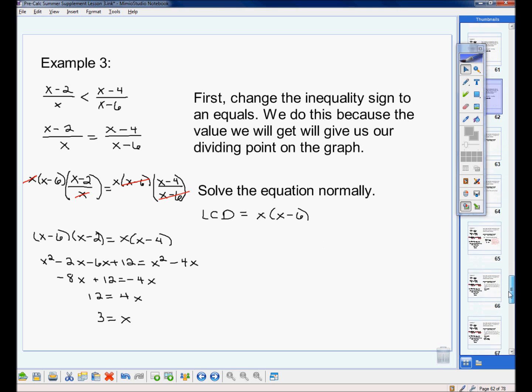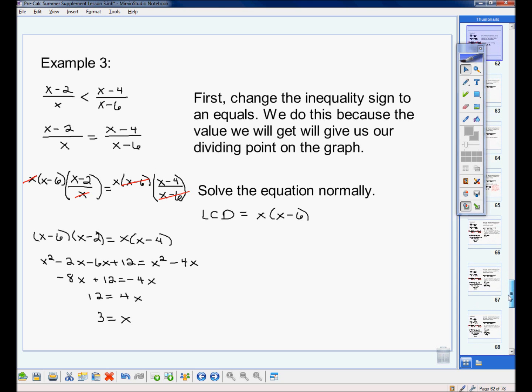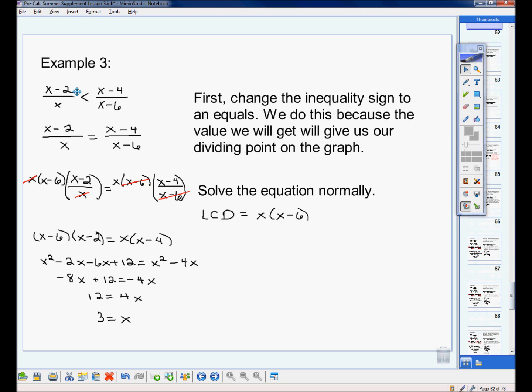Now this is not the solution. We still have quite a ways to get to the solution, because remember, it's not really an equation. We just use the equation as a step in the problem. This will give us the dividing point on the graph.